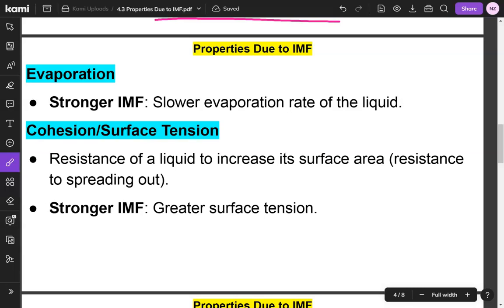And perhaps you've seen this before. If you've spilled something, alcohols do this. They will evaporate rather quickly compared to something like water.